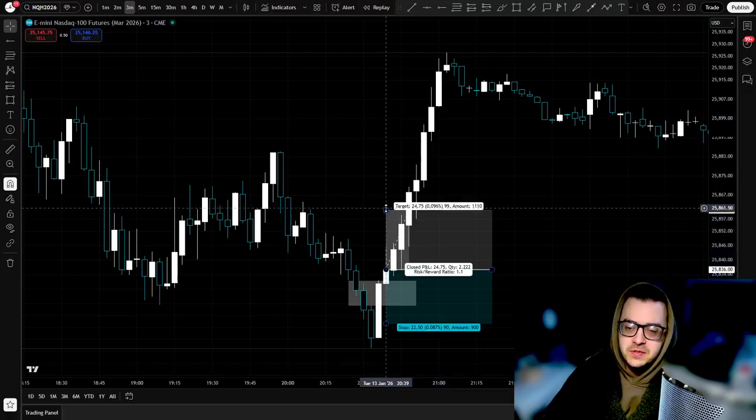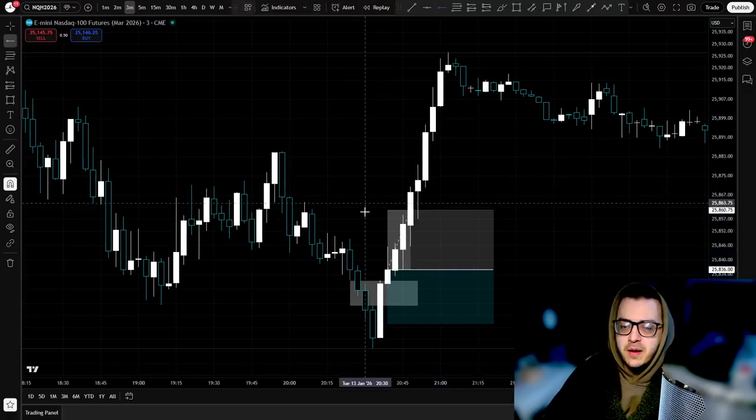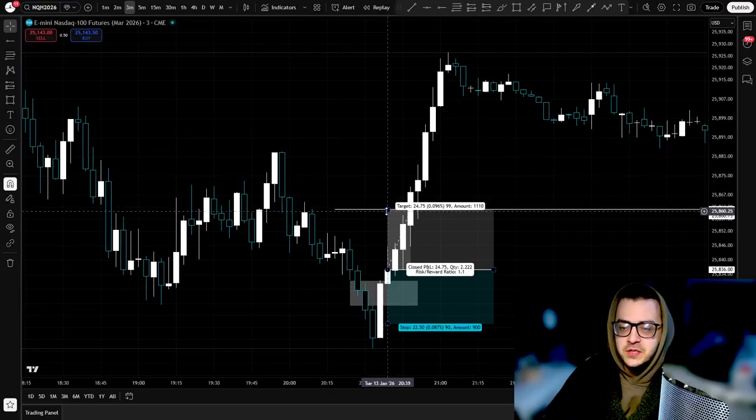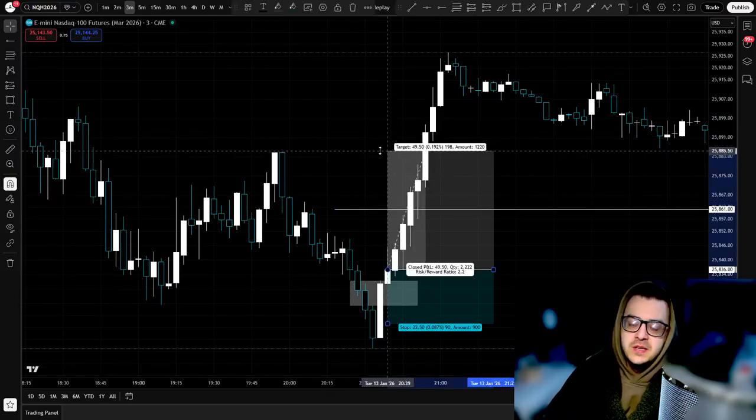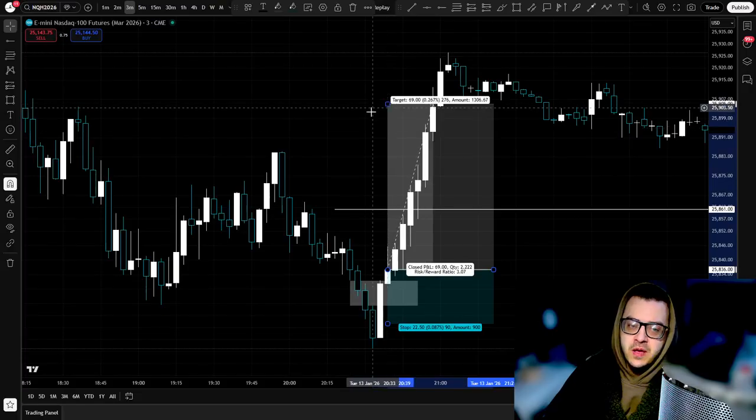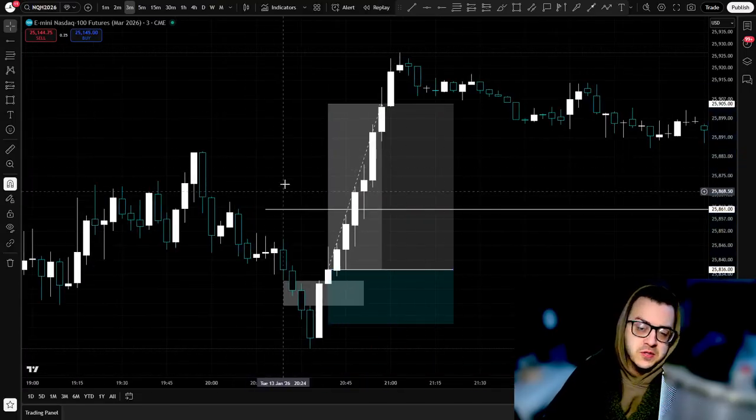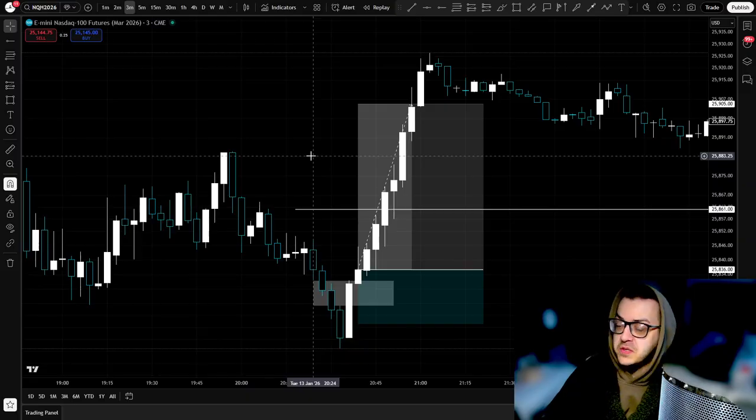Took this with 2 micros, targeting 1 for 1. Scale half at 1 for 1. And then just hold for higher targets. Started trailing my stop loss at 2 to 1. I think I got to about 3 to 1 here before I got stopped in profit. Another $200 or so on this trade. Really, really good strategy, guys.